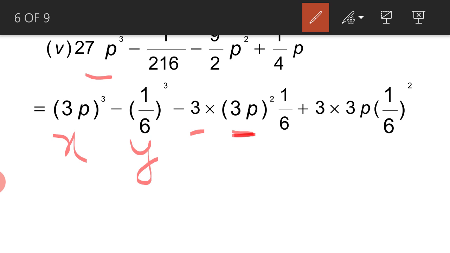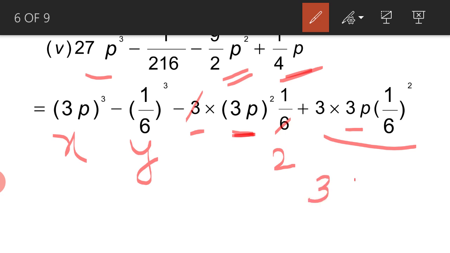Then coming to these two terms, 3 into 3p square, that is x square. What is x here? 3p. What is y here? 1 by 6. So we have a minus sign. Now 3 into 3p square. 3p square is equal to 9p square. 9 into 3 upon 6. So what will happen? This 3 will cancel with 6 and we get 2. So are you getting 9 by 2 p square? So yes, it is 9 by 2 p square.